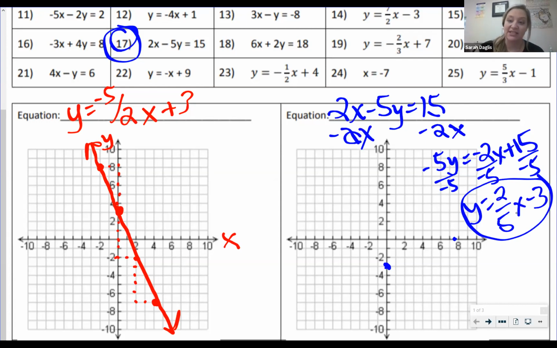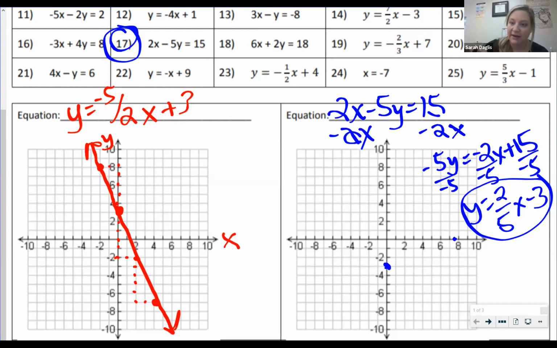mx plus b, so my slope is going to be 2 over 5. My y-intercept is negative 3. Hey, look at that. We already have that, don't we? Because the standard form also gave me my y-intercept. So that's a nice little way to check yourself. We did do that correctly.